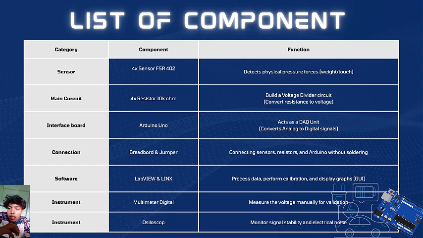Next, instruments: digital multimeter and oscilloscope. We use these for manual validation and to monitor signal stability and electrical noise.